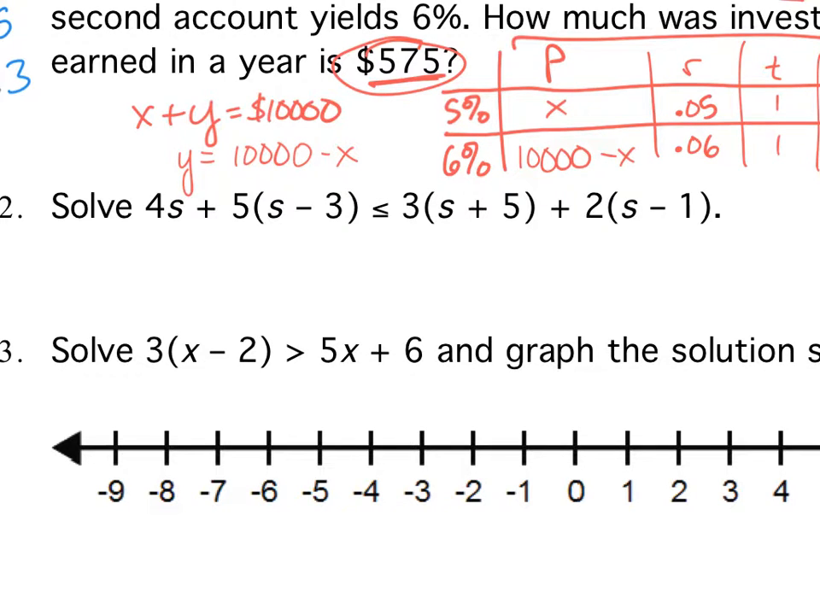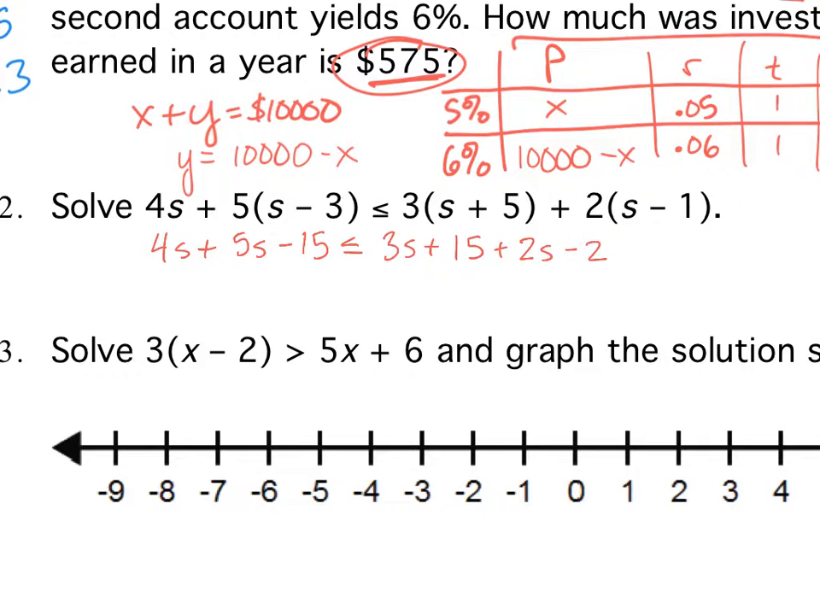So the first thing I need to do is get rid of all the parentheses by distributing. So in the first parentheses, I'll have 5 times s, and then 5 times negative 3. Keep that little inequality sign looking exactly like it is, unless you have to divide by a negative. I'm sure that we'll see that in one of our examples. On the right side, we have 3 times s plus 3 times 5. And then for the last parentheses, 2 times s, and then 2 times negative 1.